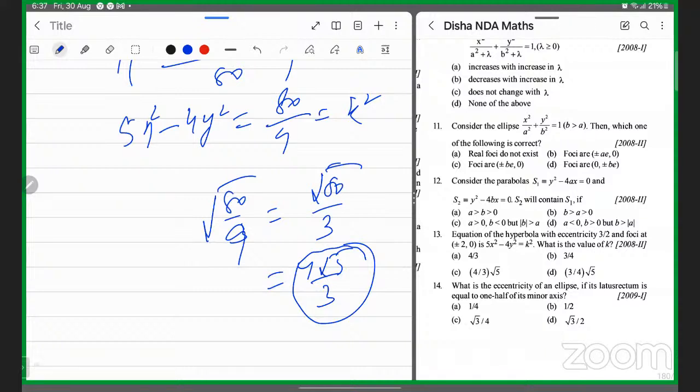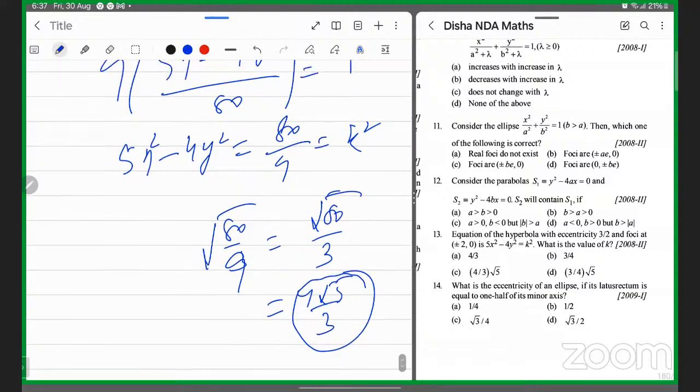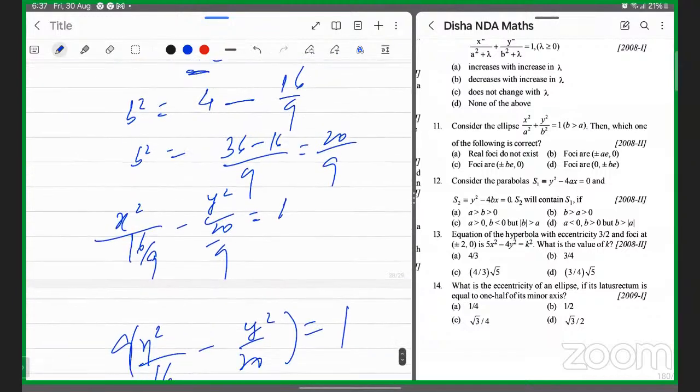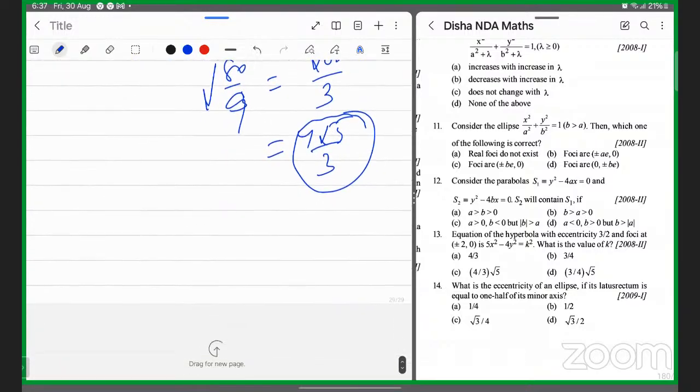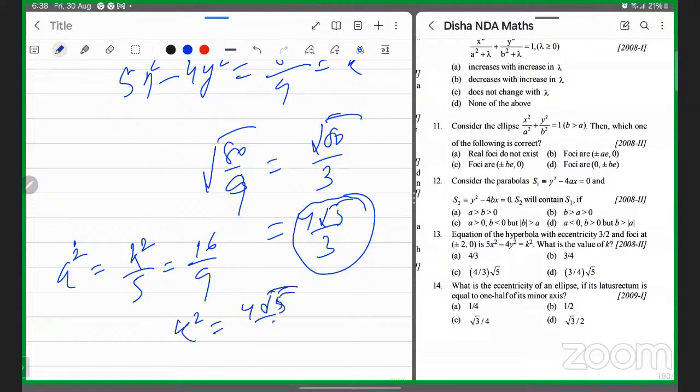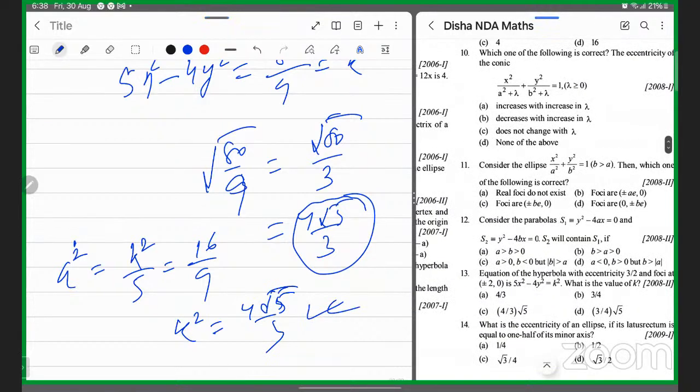If we compare directly, the hyperbolic equation we will write as x square upon k square upon 5. Oh yeah, no problem. You can do it. You are saying that a square is equal to k square by 5, and this is equal to 16 by 9. You are telling that, and this is 4 root 5 by 3. Any problem? Now solve.